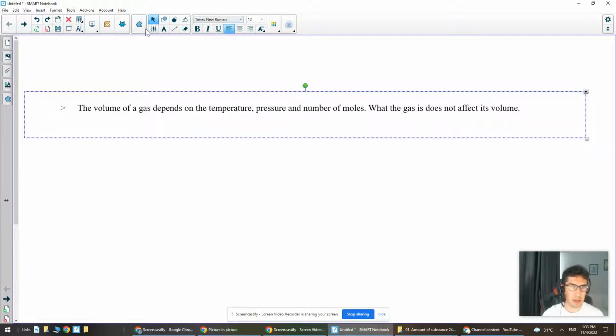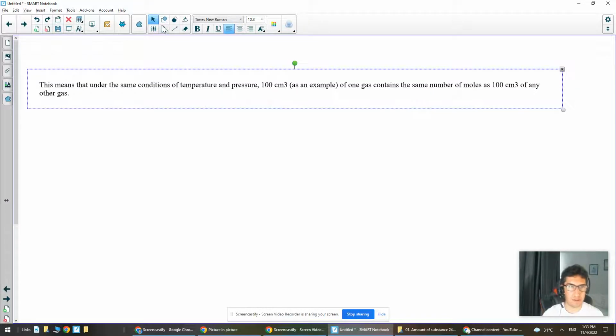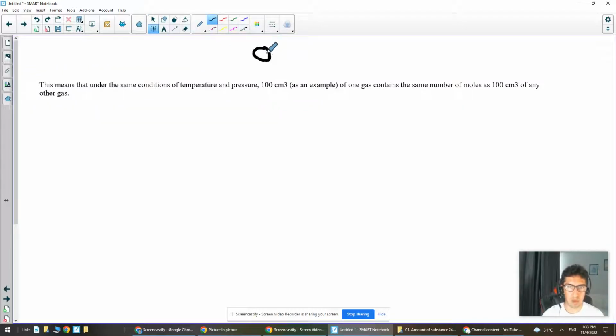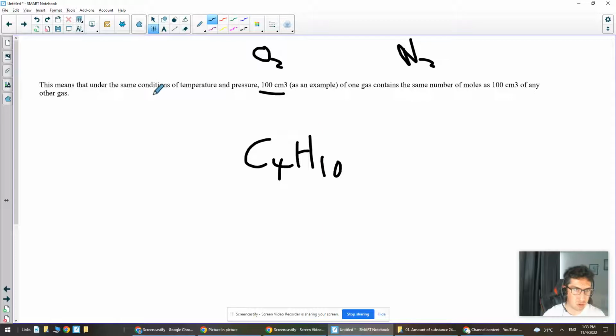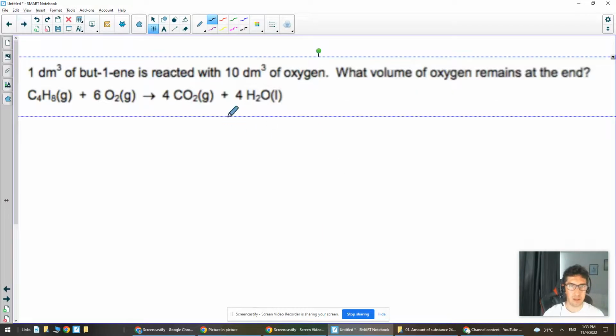Okay, so this means that when you've got 100 cm cubed of oxygen, that will have the same number of moles as 100 cm cubed of nitrogen or 100 cm cubed of butane. 100 cm cubed of each of these gases would have the same number of moles if the temperature and pressure are constant. So let's try this question here.